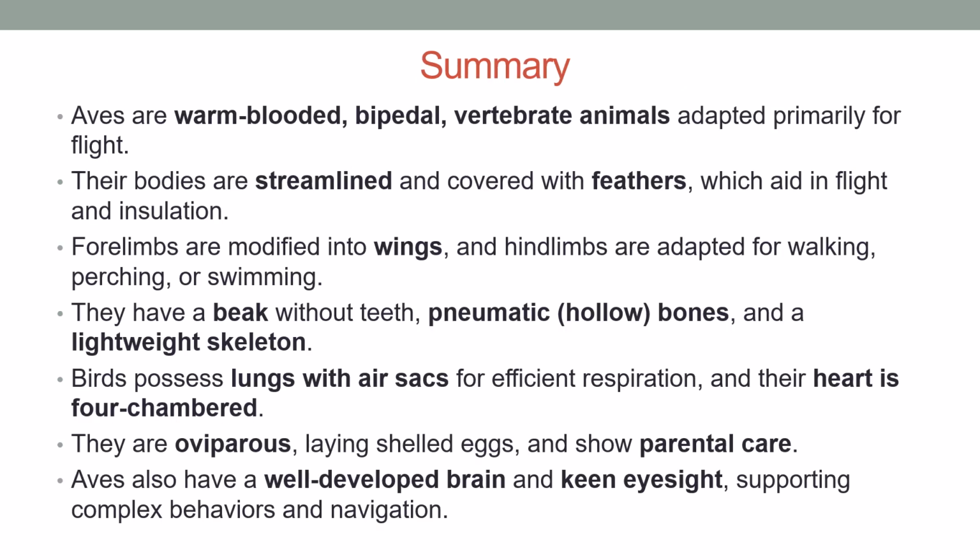Coming to the summary, aves are warm-blooded bipedal vertebrate animals adapted primarily for flight. Their bodies are streamlined and covered with feathers which aid in flight and insulation. The forelimbs are modified into wings and the hind limbs are adapted for walking, perching or swimming. They have a beak without teeth. The bones are pneumatic or hollow bones and lightweight skeleton.